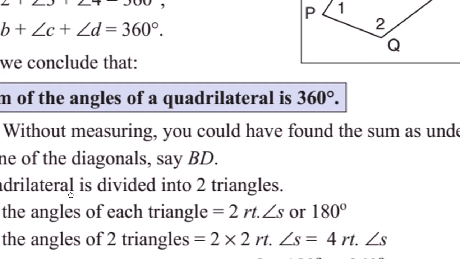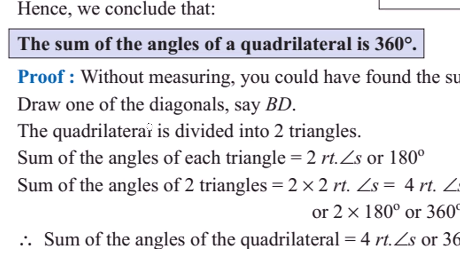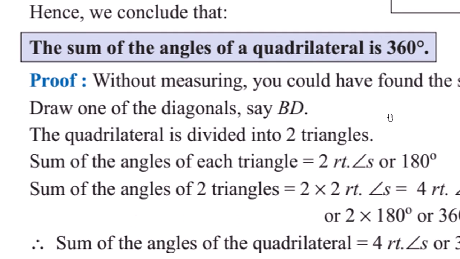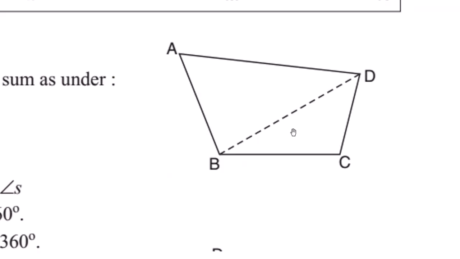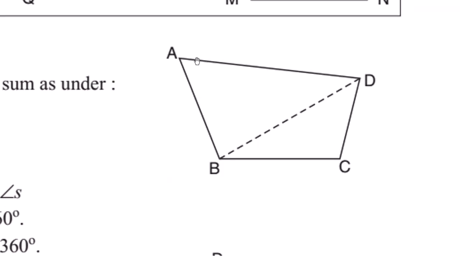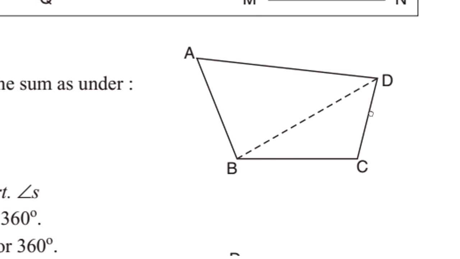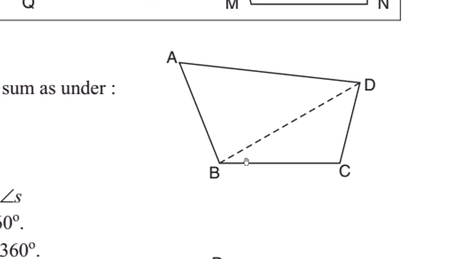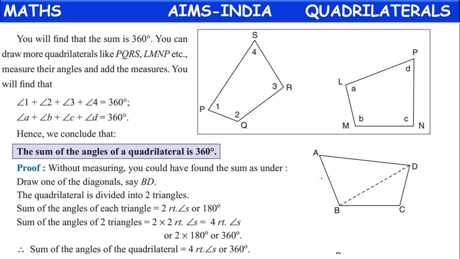Next, children, proof. Without measuring, you could have found the sum as under. That means how we can prove the sum of angles in a quadrilateral is 360 degrees without measuring. For that we have a proof, children. Draw one diagonal, say BD. Let's draw a diagonal. What is a diagonal? The line joining opposite vertices is called a diagonal.